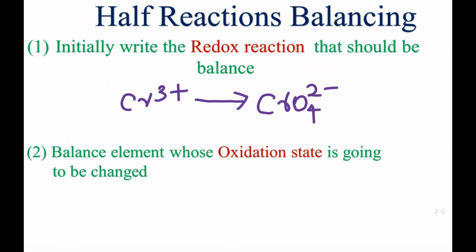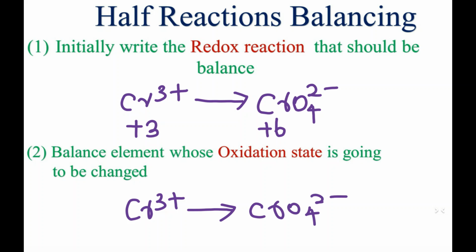Now we need to consider this example. This reaction happens in basic medium. Cr3+ becomes CrO4 2 minus. So we need to find the element whose oxidation state is going to change. Chromium's oxidation state is going to change from +3 to +6. So we need to balance chromium. You can see chromium is already balanced. So this is the reaction we have to balance right now.